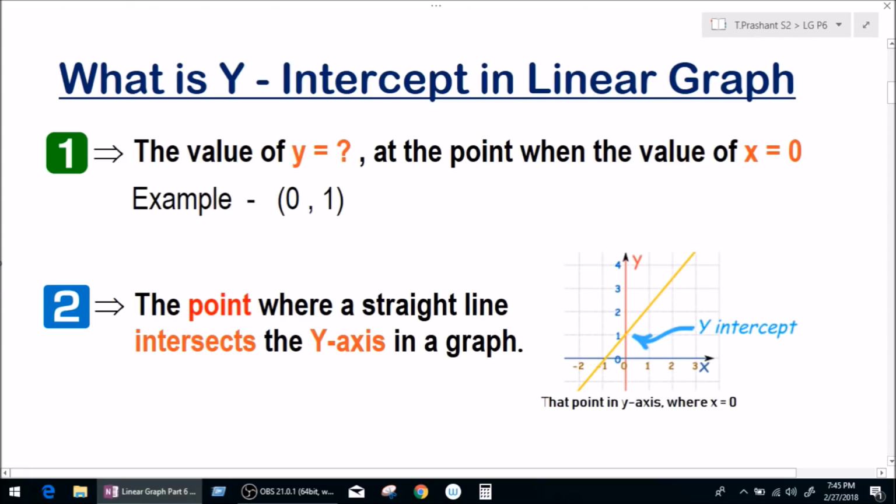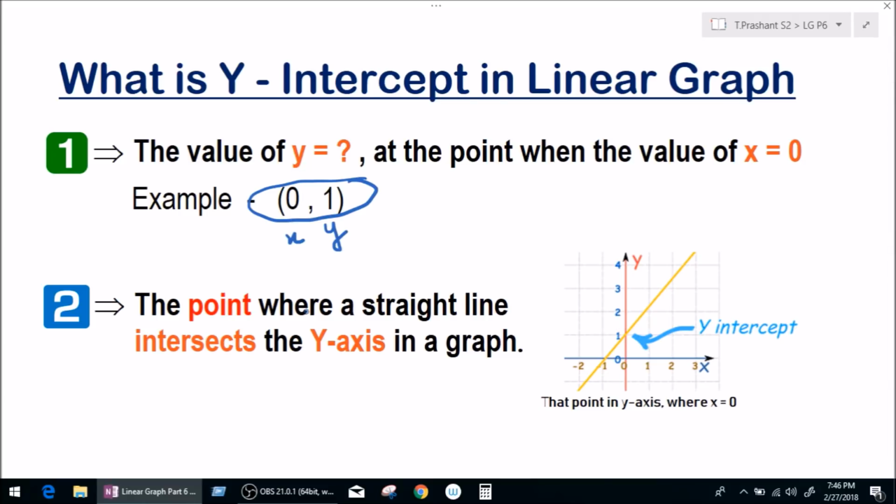What is y-intercept? A simple question. What role does it play in a linear graph? Now, y-intercept can be classified in two different ways. Number one is, what is the value of y at the point when the value of x is equal to 0? As we can see in the example right here, we have a coordinate where x is 0 and y is 1. So we might have a value for y-intercept right here.